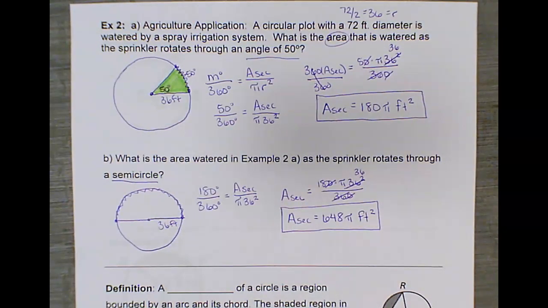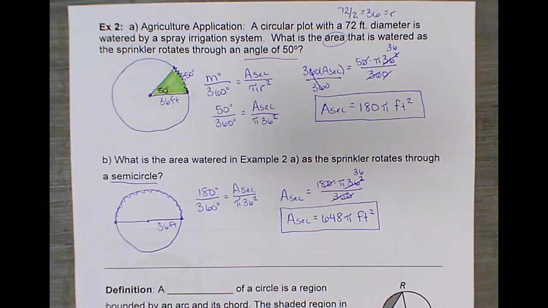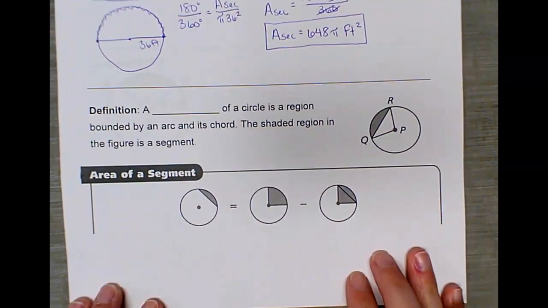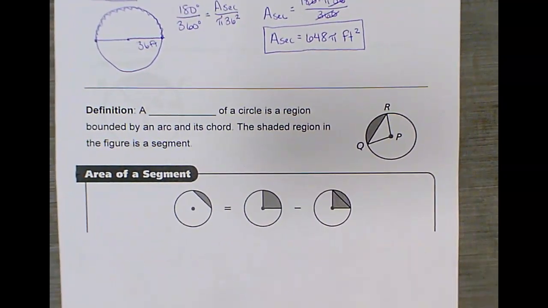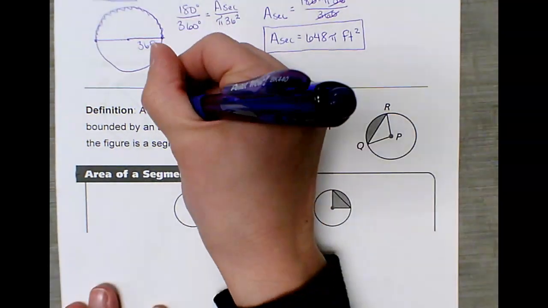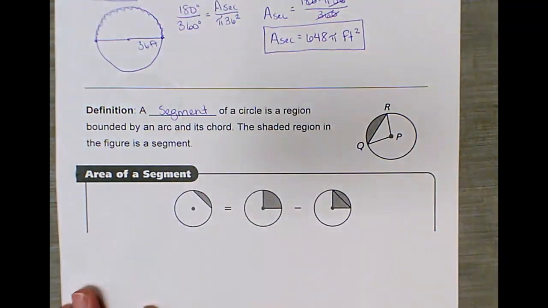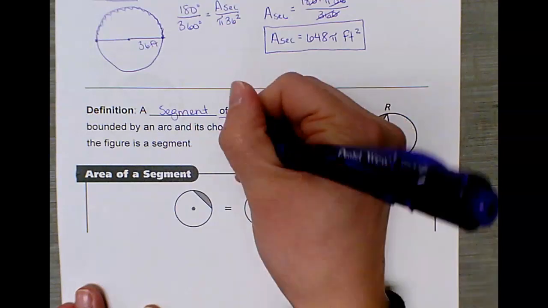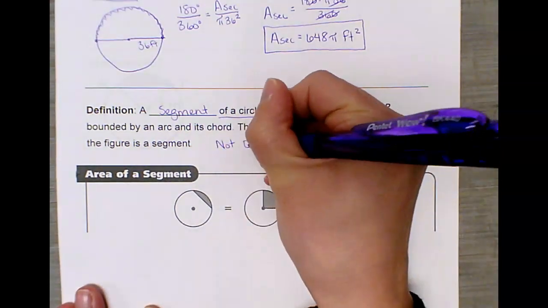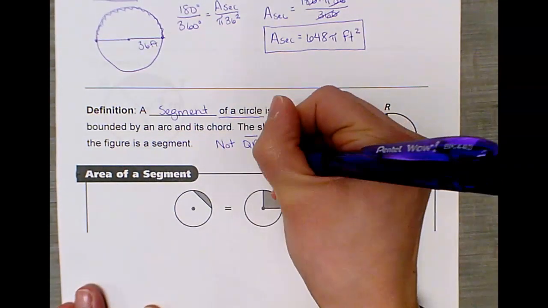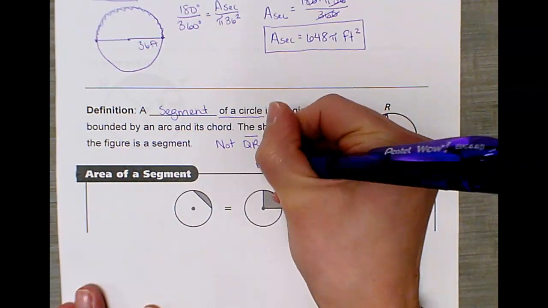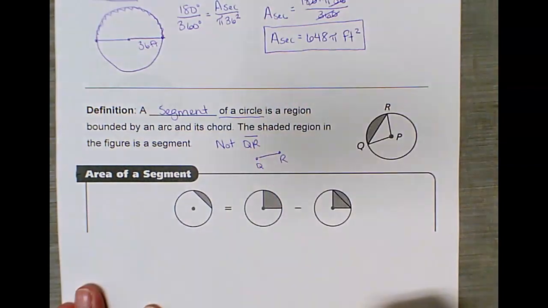So those are the types of problems that you might see when trying to calculate the area of the sector. Now I'm going to move my paper because now we have a second new term. And this new term is a segment. And we're talking about a segment of a circle, not a segment like segment QR, like that, from one point to another point. So this is not what we're talking about.